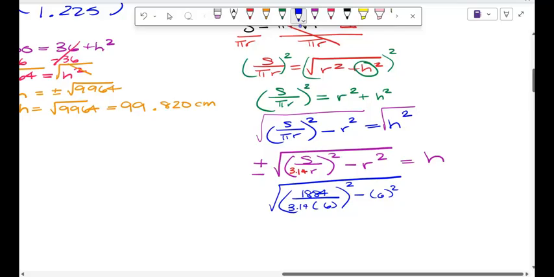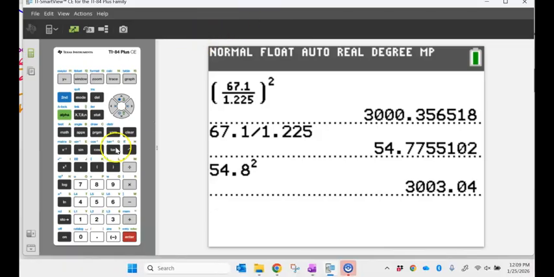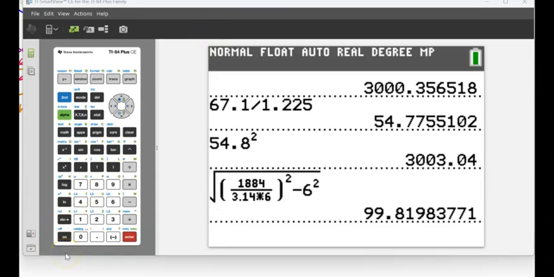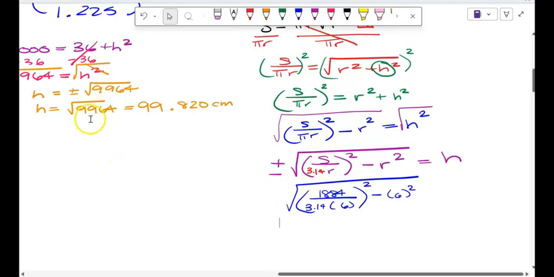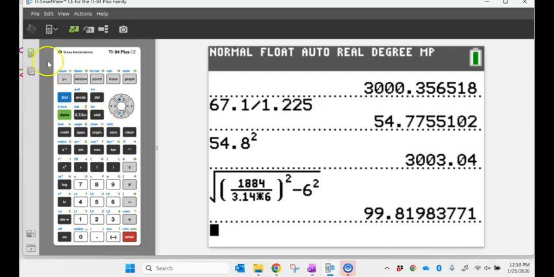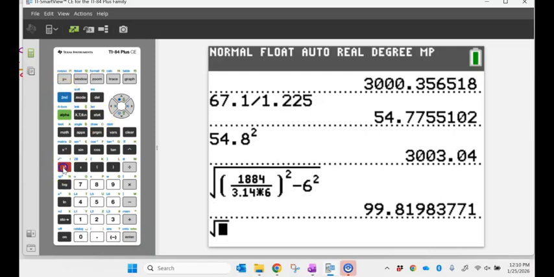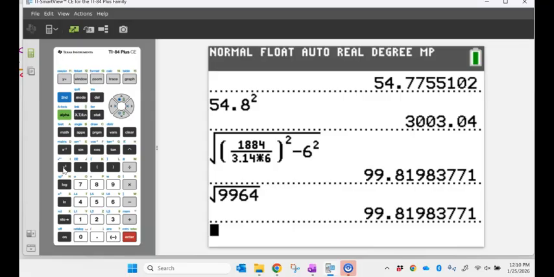Let's put it in the calculator. So let's do that. All right, there we go. I put it in the calculator, got the whole thing in there all in one move, and it gets us 99.8198. And sure enough, if I came back over here to what we had over here, the square root of 9,964 is what it simplified down to. So let's do that. Square root of 9,964, enter. Look at that. They're exactly the same. So like I said, either way works. Whatever way works for your brain works for you. That's good.